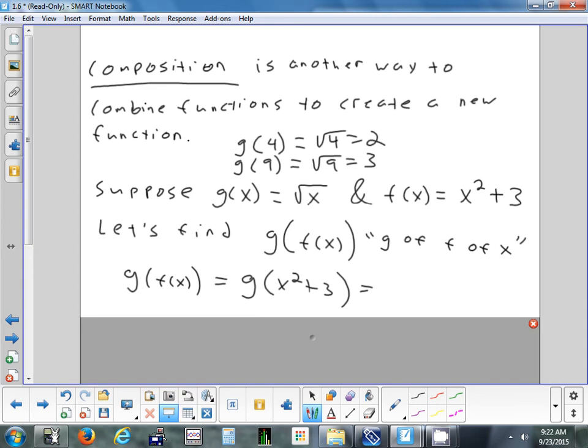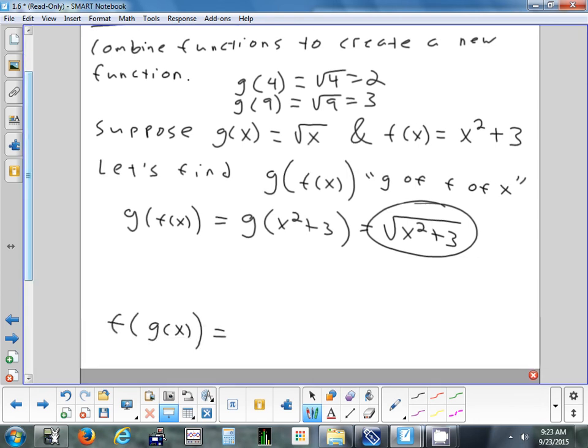Right, so now in function g, instead of plugging in a 4 for x, or instead of plugging in a 9 for x, I'm going to plug this in for x. Right, so it's the square root of, okay, and it's not a number this time, not 4, not 9. It's x squared plus 3. Right, so I took a function and I plugged that in for the letter. Let's see. Question? Derek? No? Okay. All right. And let's try it the other way around.